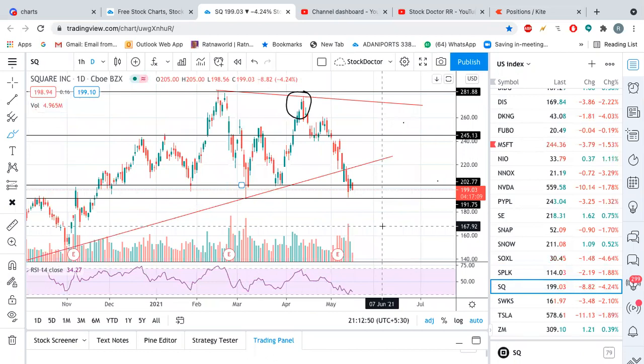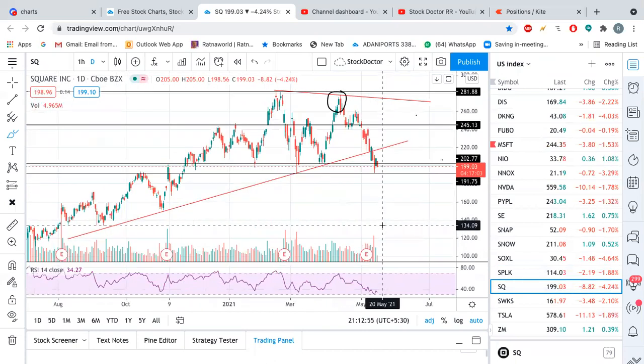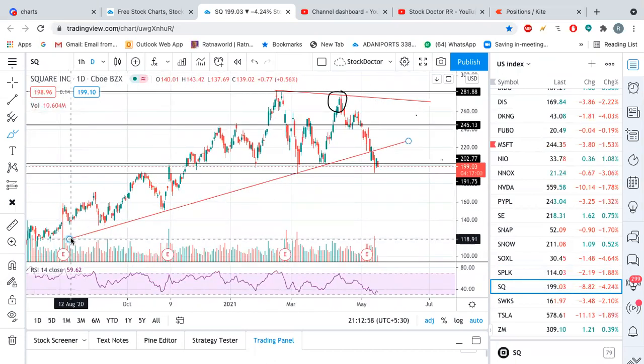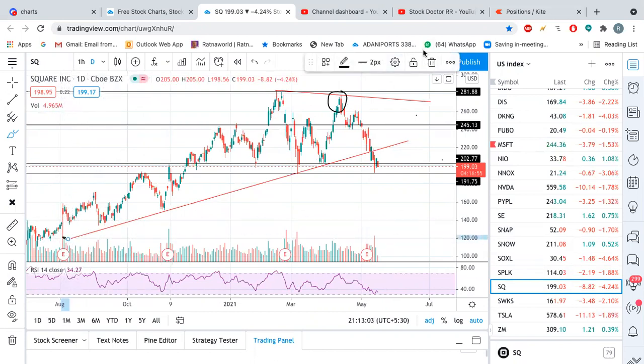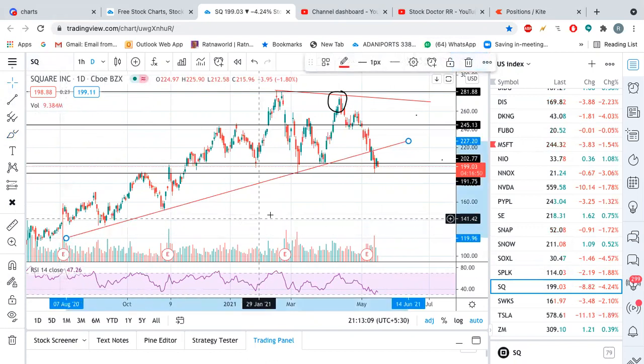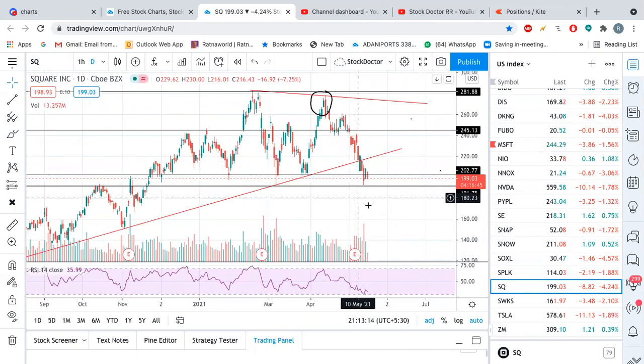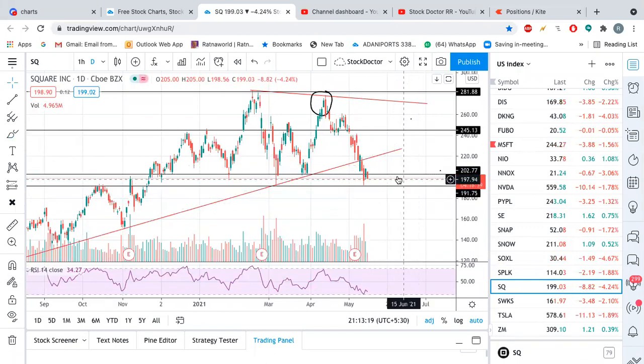The next stock is Square. For Square, if you can see here, Square has broken its trend line resistance here, and Square has this support area, 191 to 200, and the RSI is oversold.